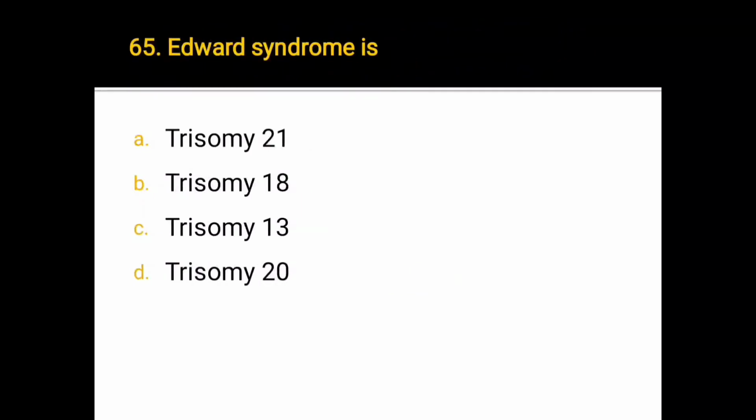Edwards syndrome is: A. Trisomy 21, B. Trisomy 18, C. Trisomy 13, D. Trisomy 20. Correct answer: Trisomy 18.